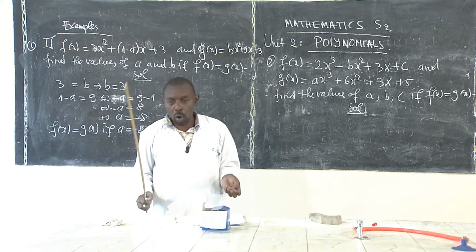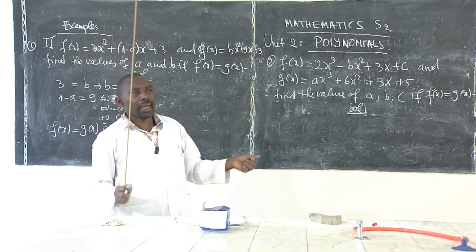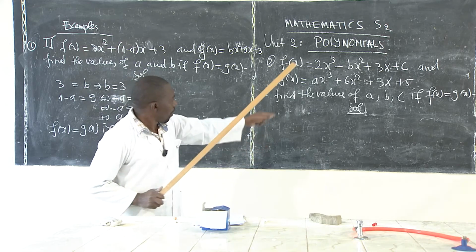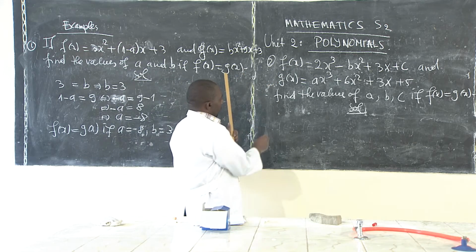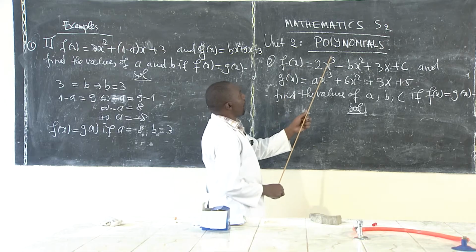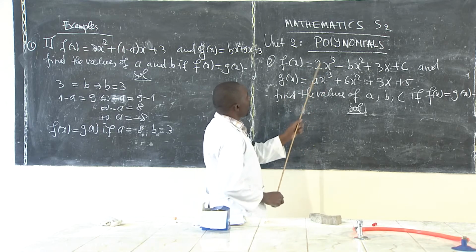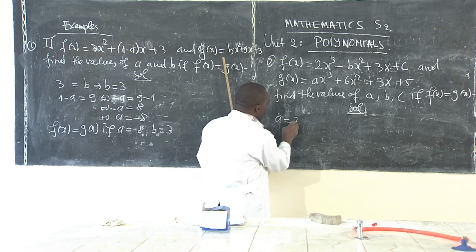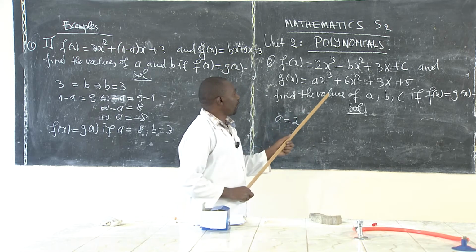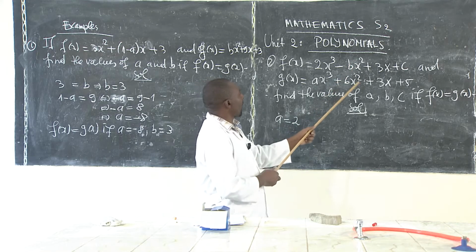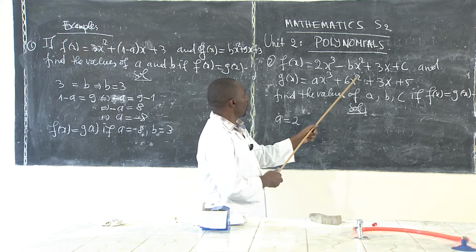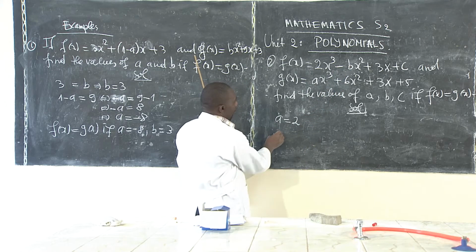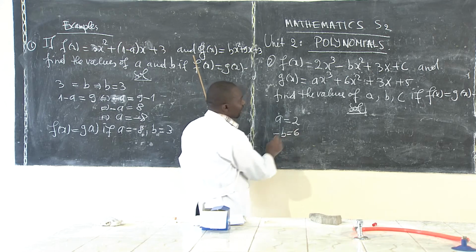The matter is to know if they are of the same degree and the coefficients of like terms are equal, right? Follow? The coefficient of x power 3, we have a 2 and the a. It means a equals 2. The coefficient of like terms in x power 2, we have minus b and 6. It means minus b equals 6.